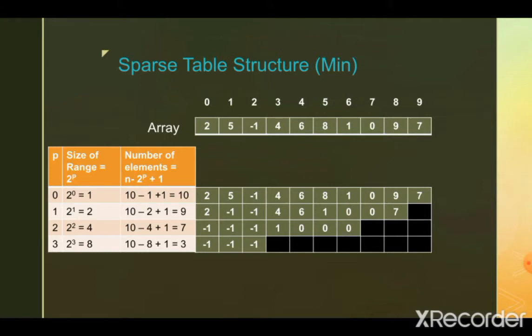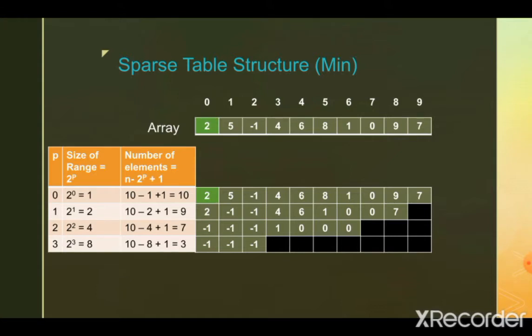For the sake of understanding, we can assume sparse table as a table kind of data structure. The first row contains the minimum value for all possible ranges of length equal to 2 to the power of 0, which is equal to 1. Now let us see what each element in the first row contains.